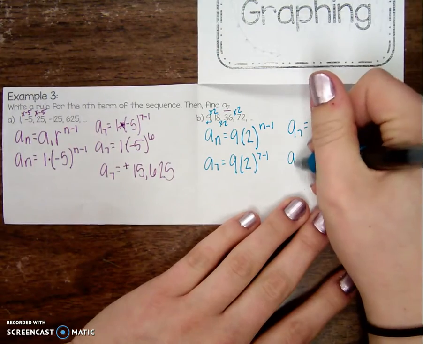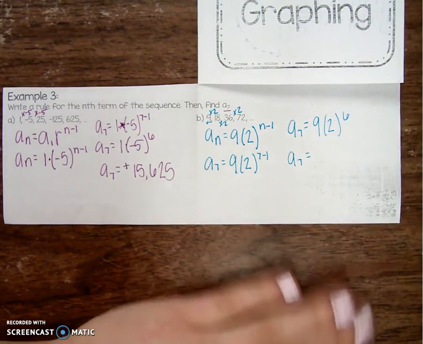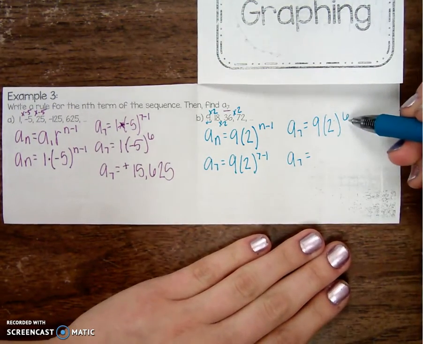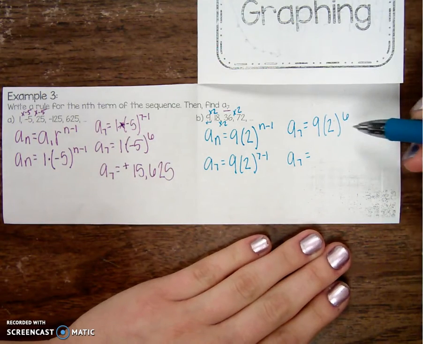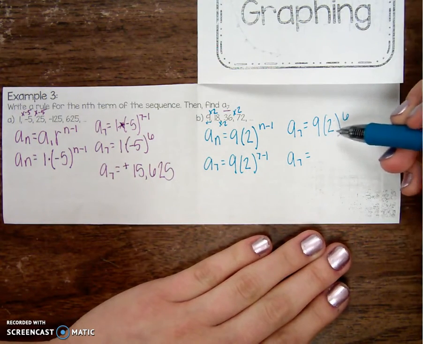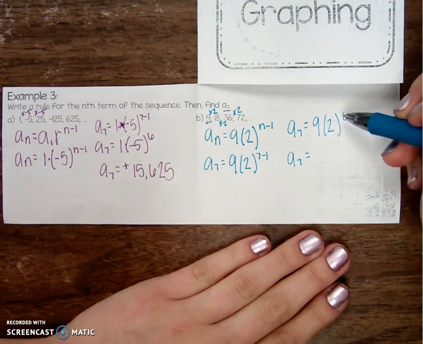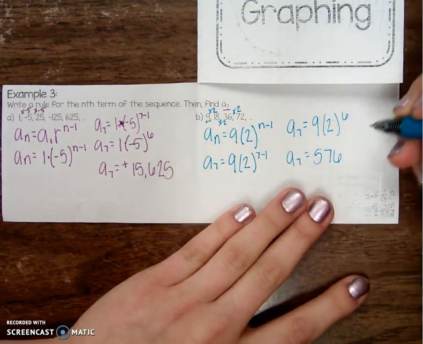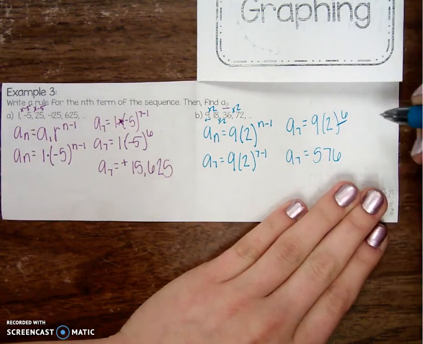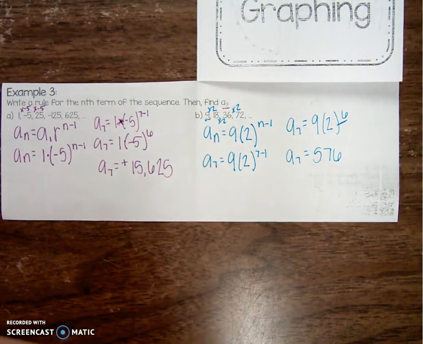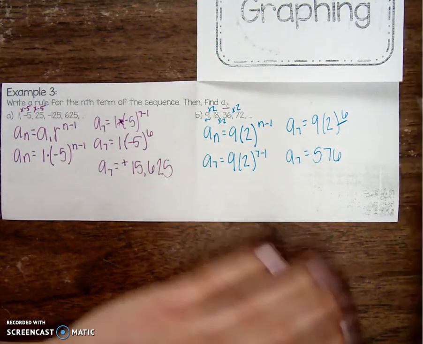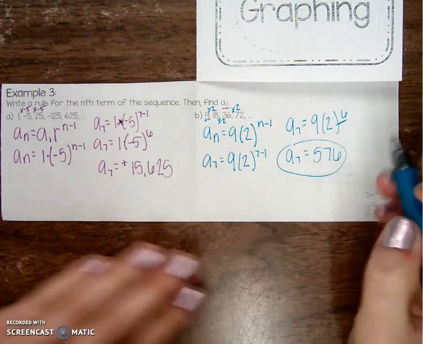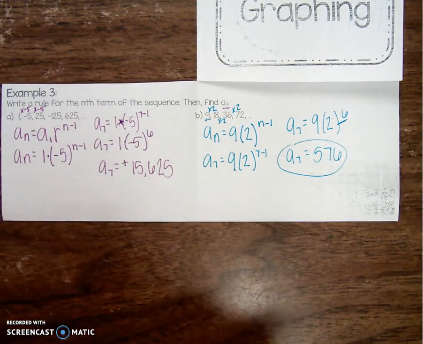Okay. So we're going to do 2 to the 6th first because exponents come before multiplication. So 2 to the 6th and then times 9 is 576. I had to do this first because it comes first in PEMDAS in the order of operations. And that's the 7th term in the sequence.